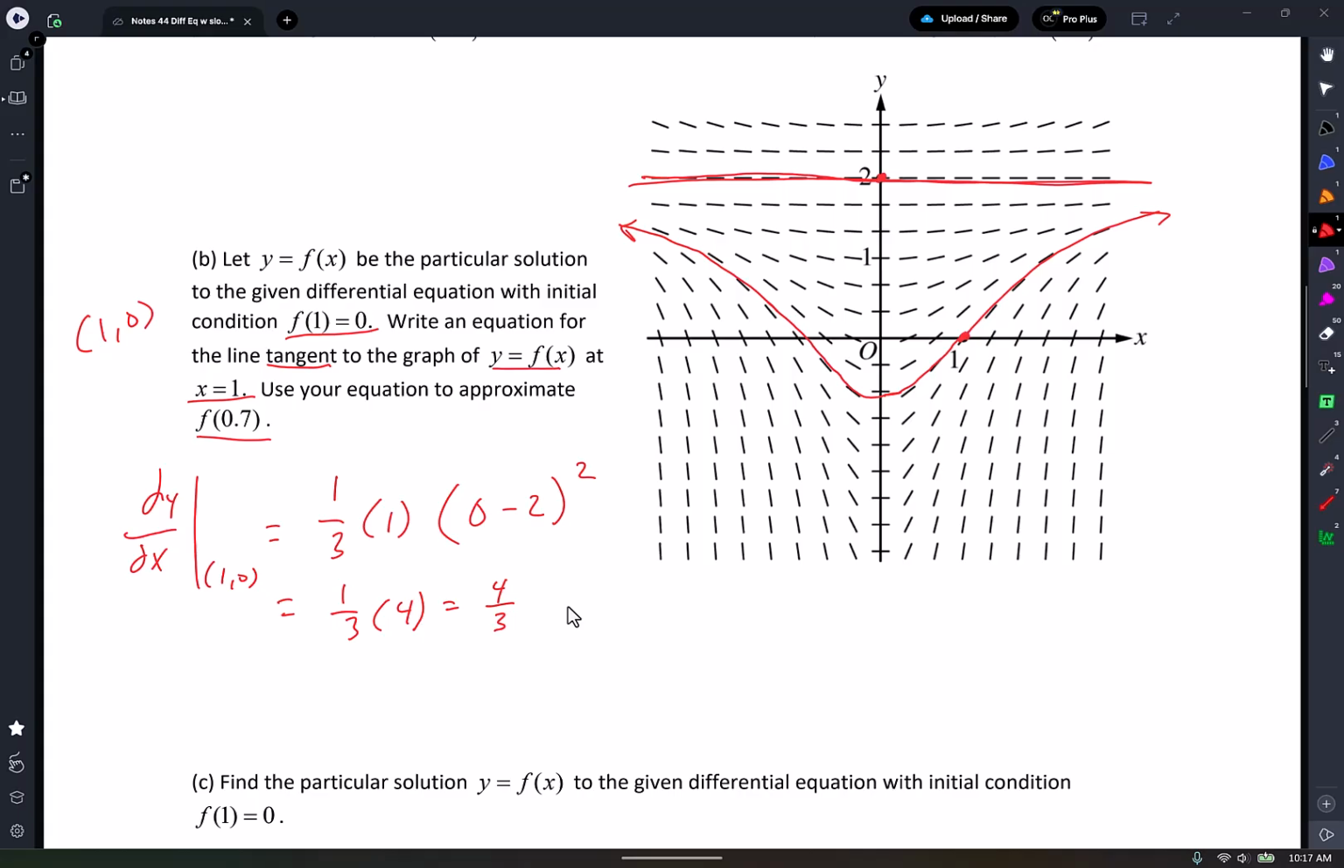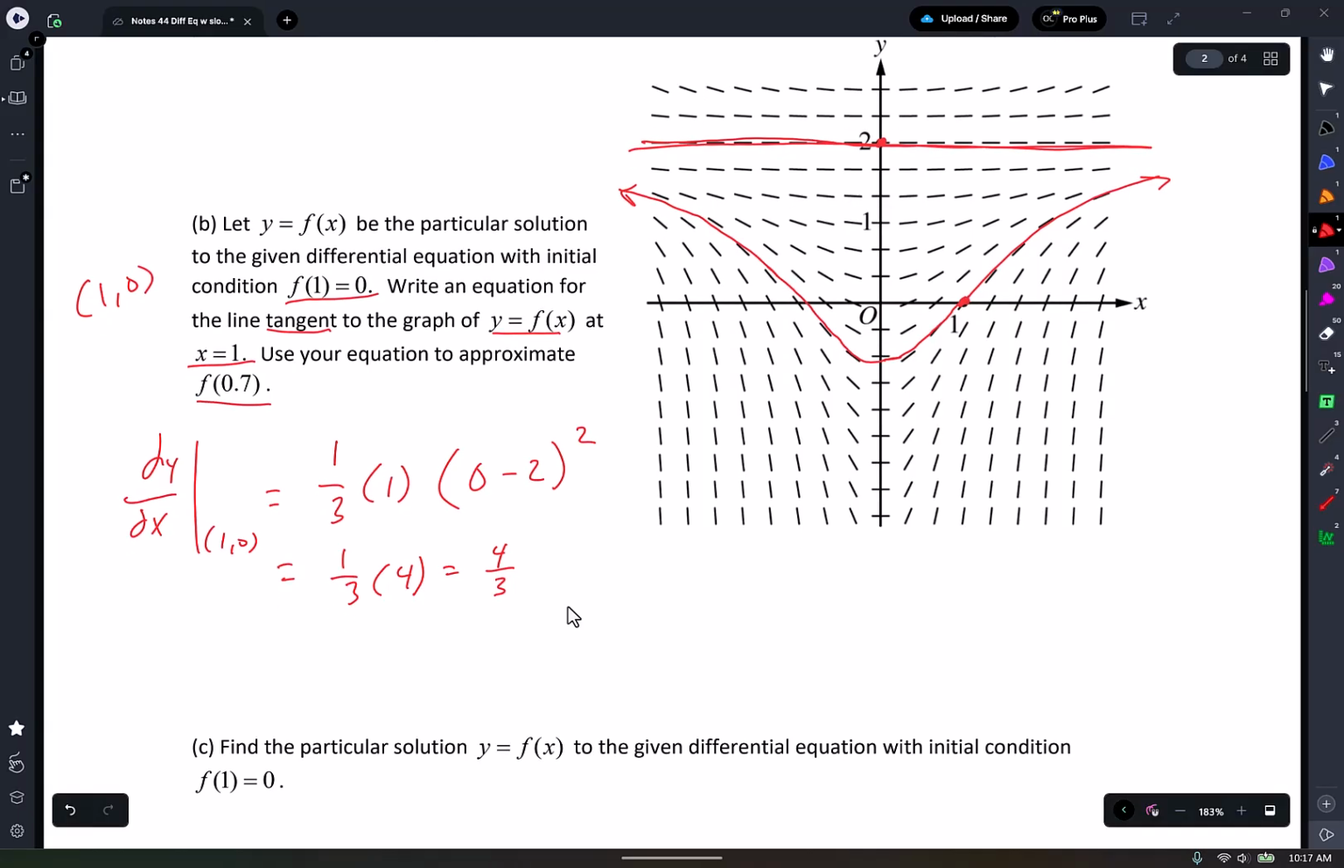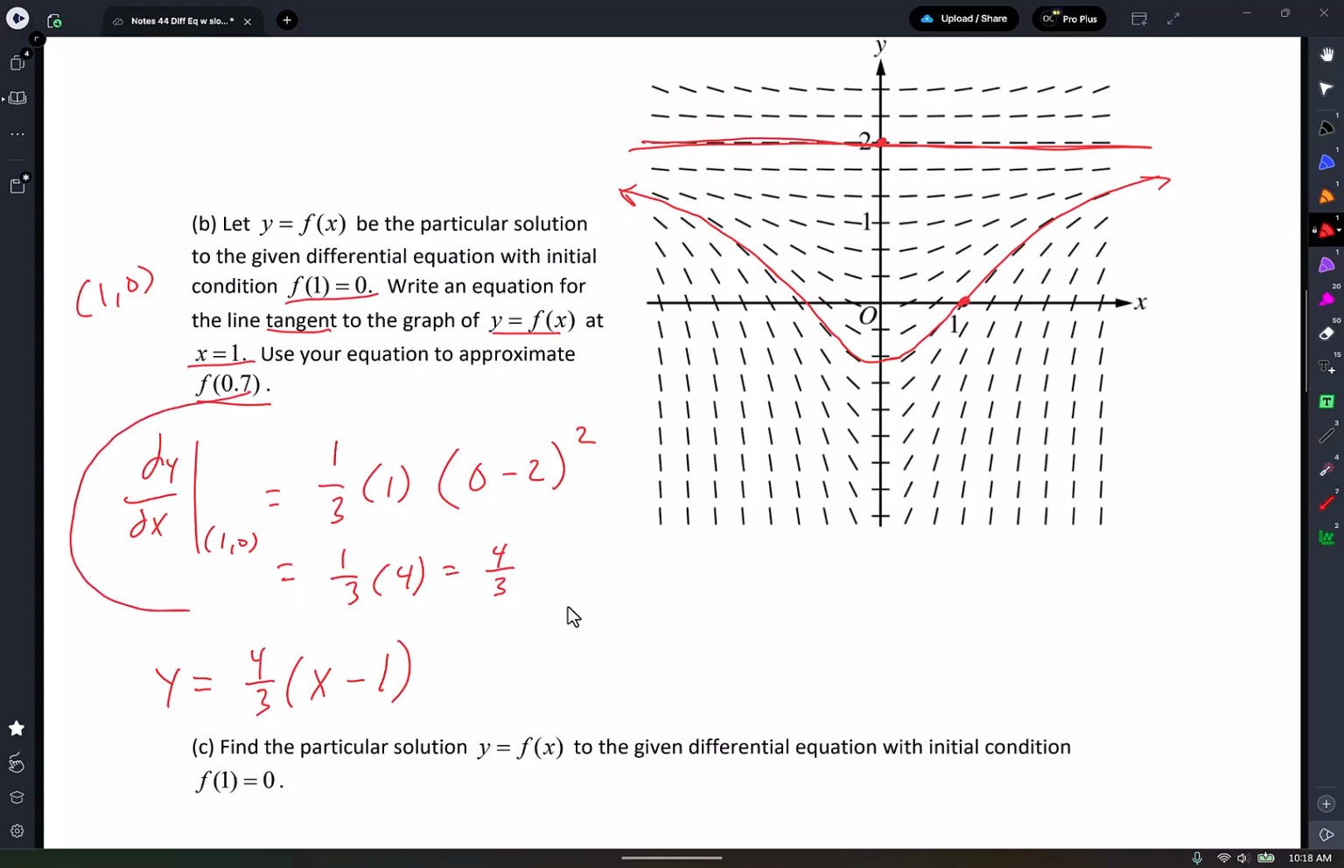Are we still okay? All right, here's my tangent line. y minus 0, so you can just leave it like that, equals 4/3 (x minus 1). And I know some of you are tempted to distribute that 4/3. You can if you want. But I think you don't have to, and two, I think it's easier to leave it like that and move that 0.7 right there. Because that's what you want to approximate, right?